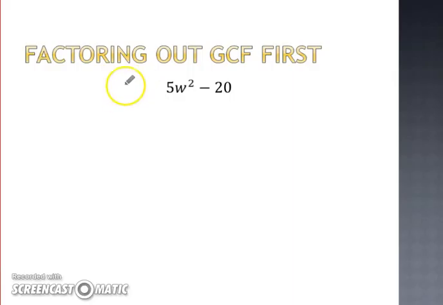Looking at our next example, I have a 5w squared minus 20. If I factor out what's in common, this one has a 5, this one has a 20. If I divide out that 5, I would be left with w squared minus 20 divided by 5, so minus 4. So checking to see if it's difference of squares. Am I subtracting two perfect squares now? W squared is a perfect square, and 4 is a perfect square, and it's subtraction. So yes, this one is difference of squares pattern. I'm subtracting two perfect squares there.